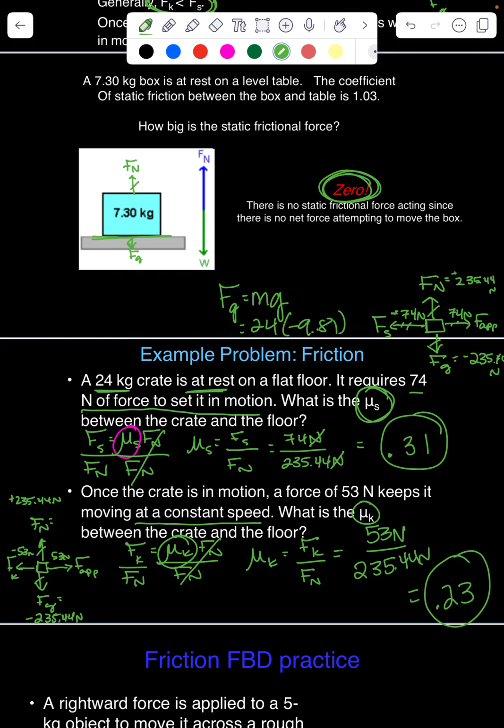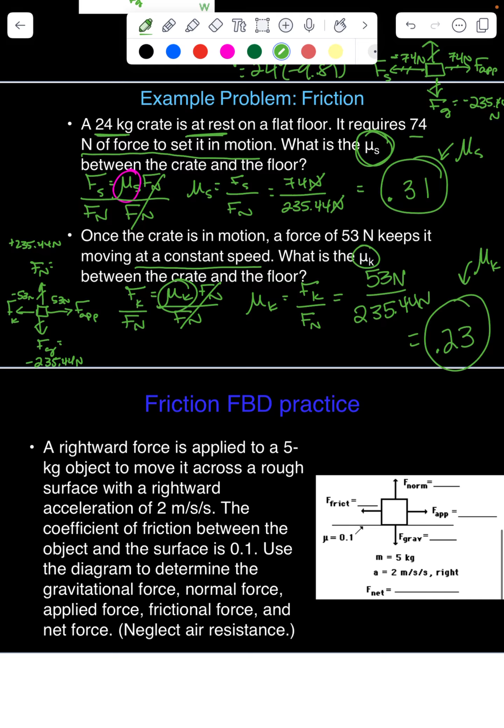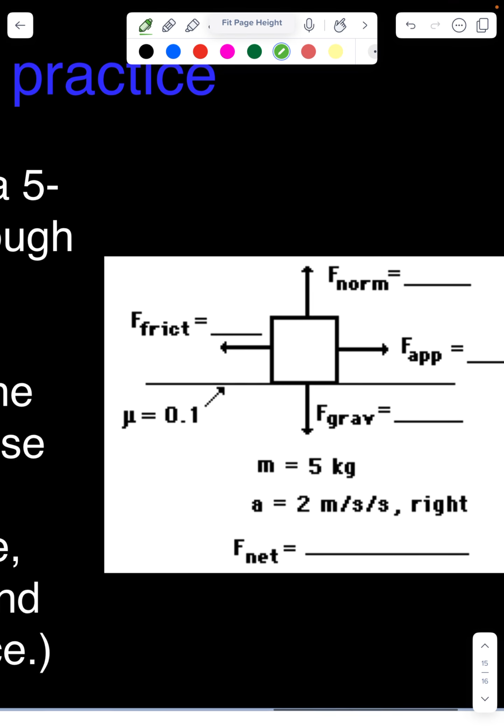So if you look, our 0.31 is our coefficient of static friction. Our 0.23 is our coefficient of kinetic friction. If you look, you see that the coefficient of static friction is higher than the coefficient of kinetic friction, which tells us that it takes a lot more force to set something in motion than it does to keep something in motion. And then last but not least, we have our free body diagram.